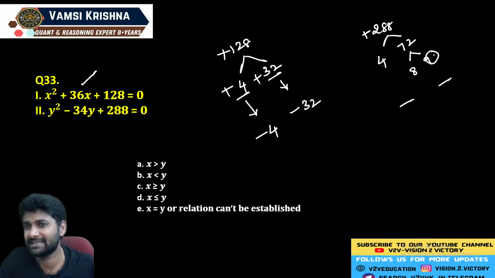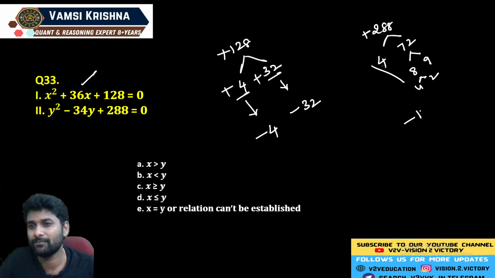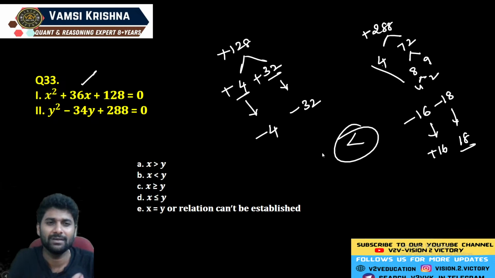Either you can take here the 3 into 3, or you can take here 4 into 2. Let me take 4 fours are 16. 9 twos are 18. 4 fours are 16, 9 twos are 18, guys. Sum of these two numbers is, of course, 34. So, final factors is plus 16 plus 18.